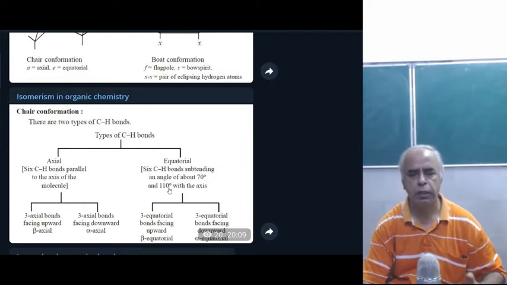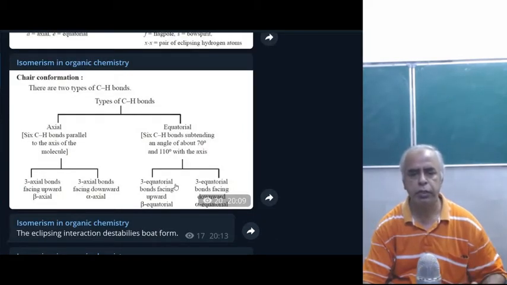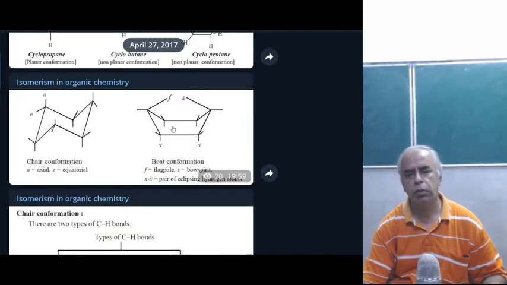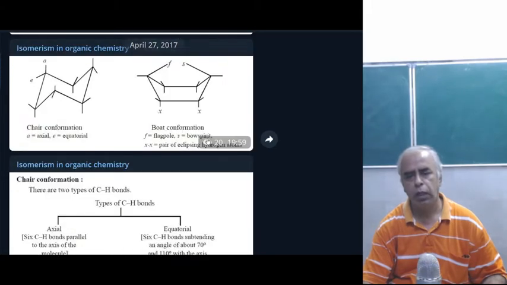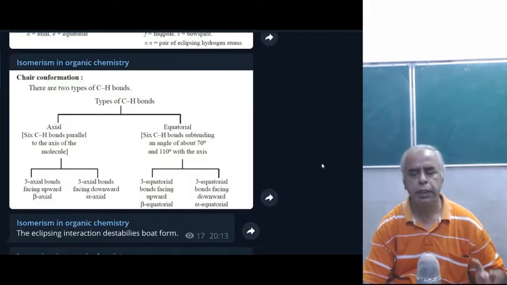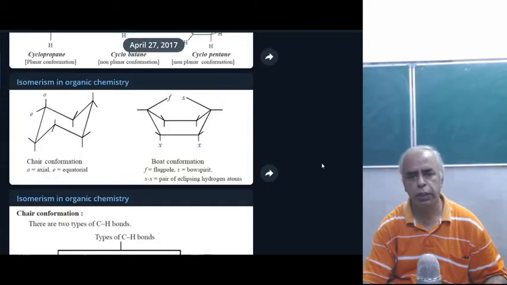Similarly, in the case of equatorial, you have CH bonds subtending an angle of 70 degrees to 110 degrees. Here three equatorial bonds facing upward are called beta equatorial. Can you identify which are beta? This one is beta facing upward, beta, and here also beta. And the other ones? The equatorial bonds facing downward are called alpha. So here you have the downward arrangement.